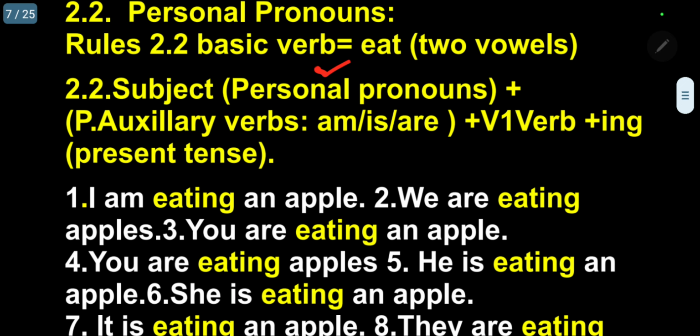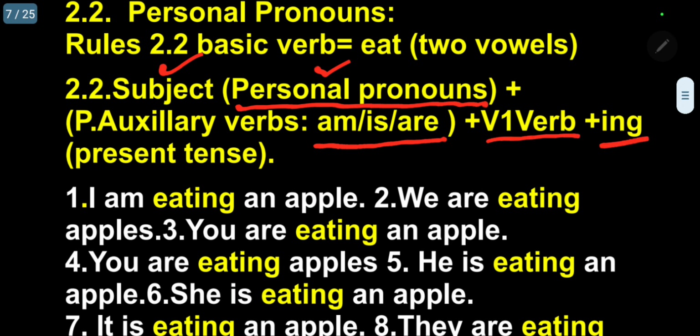Okay. With this idea, please follow me. The subject here is a personal pronoun. It may be I, we, you, he, she, it, they, anyone. Now, primary auxiliary, I am going to use am, is, are. Please follow. Am only for I. Is only for singular noun or singular pronoun. And are for plural personal pronoun. Then main verb V1, eat. ing we have to add.